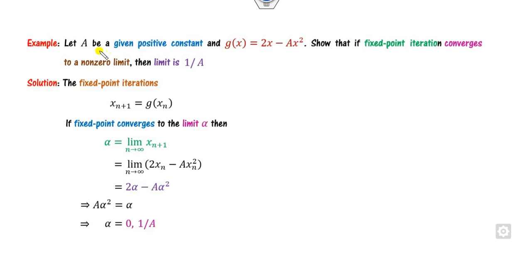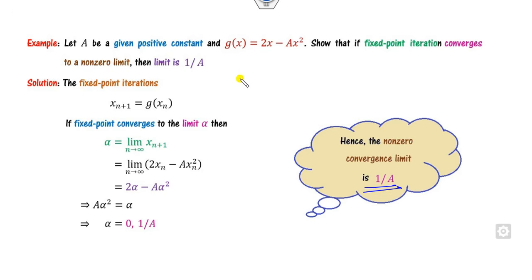Fine. But you can see a is a given positive number and the convergence is to a non-zero limit. So what is the value of alpha? This case will be cancelled out. The only non-zero number will be 1 over a, which is the required answer.